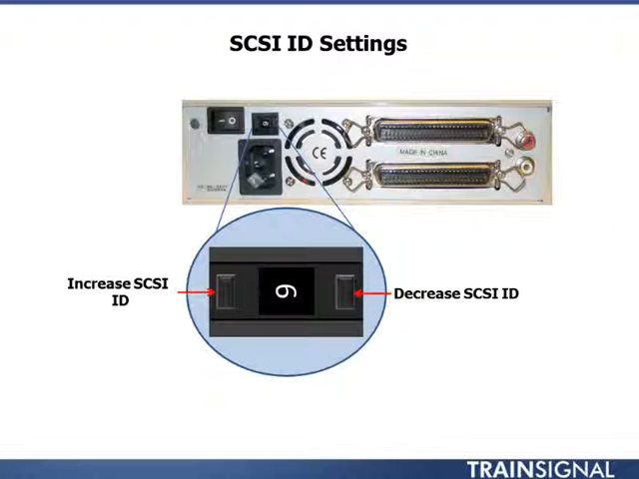One way to do the SCSI ID settings is, as you can see in this particular device, you can actually hard code it, where there's basically a wheel in which you can increase or decrease the ID number. And you can see the SCSI connectors pictured to the right for the daisy chaining process.